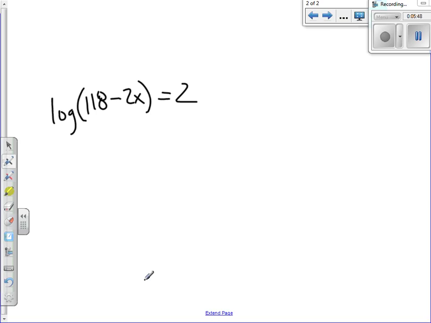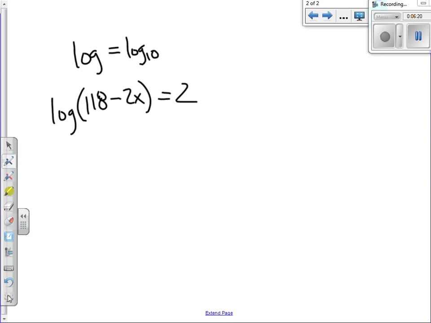I don't see a base. We just have the word log. What's our base? Our base is 10. If you ever see the word log with no base shown, what that means is log base 10. It's called the common logarithm, and the reason why it's called the common logarithm is because we just use it for so many things. And because we use it so much, we just drop the 10 and save ourselves some writing.